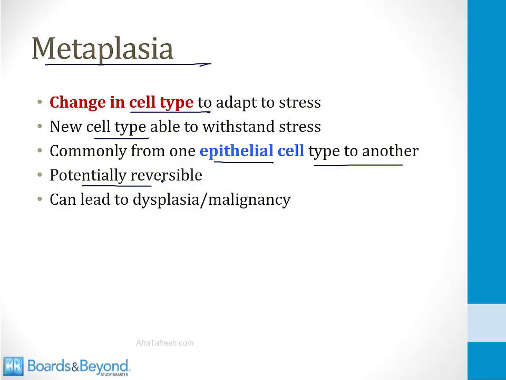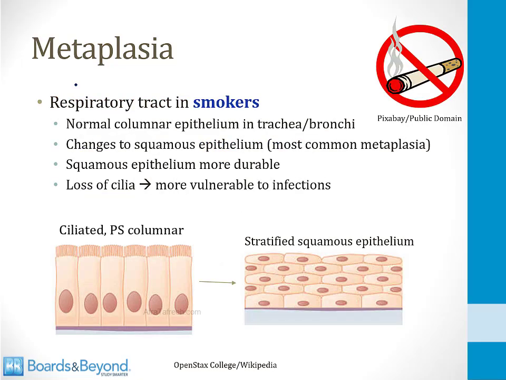However, if the metaplasia persists, this can lead to dysplasia, which we'll talk about in a minute, and malignancy. So just like hyperplasia is often a precursor of malignancy, metaplasia is also commonly a precursor. In metaplasia, you have cells changing their shape. They also are dividing, and there's increased risk for a mutation that leads to uncontrolled growth. So let's go through some clinical examples of metaplasia.